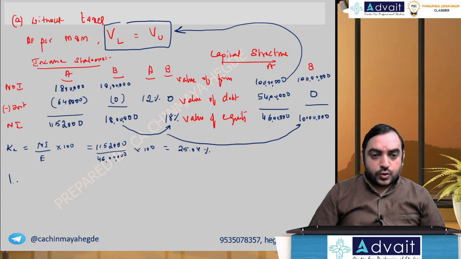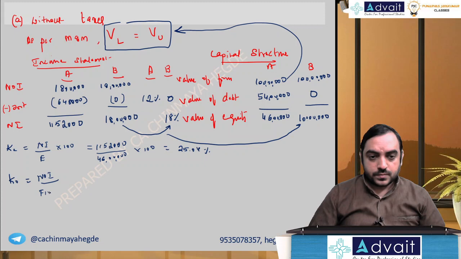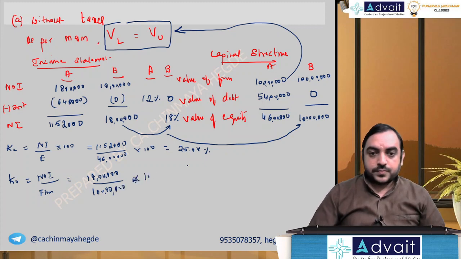Similarly, overall cost of capital, net operating income divided by value of the firm. Net operating income 18 lakh divided by 100 lakhs. It's same actually for both, 18%. 18, and 25.04.